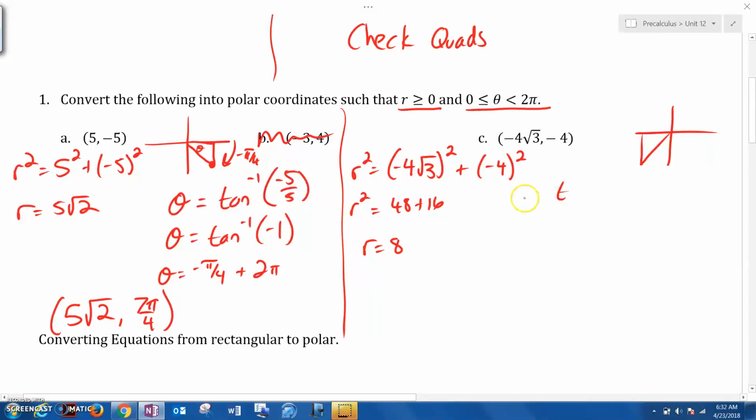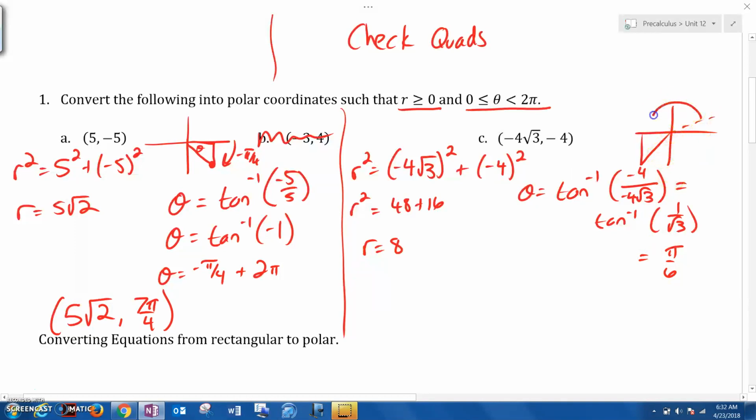Now we need to find the angle. So the tangent inverse of y over x, that's equal to the tangent inverse of 1 over root 3. Well, that happens at 30 degrees. And again, you can use your calculator. So that's pi over 6. However, then the calculator will give you that, but pi over 6 is in this quadrant.